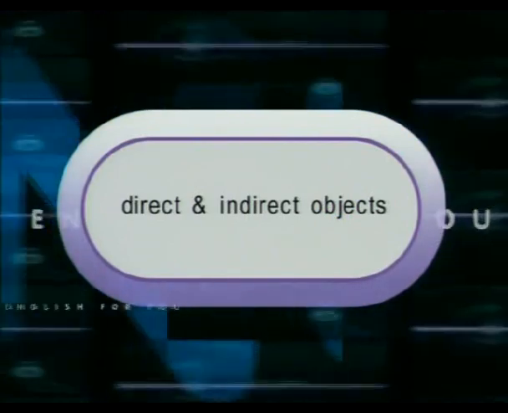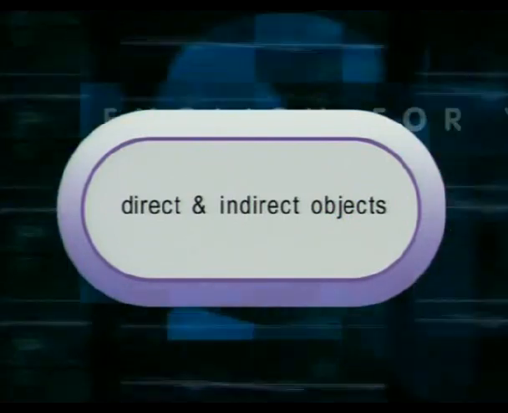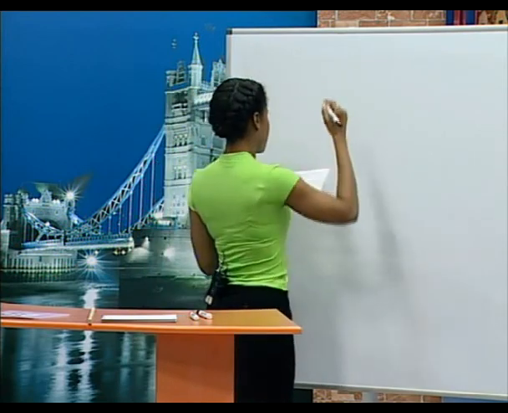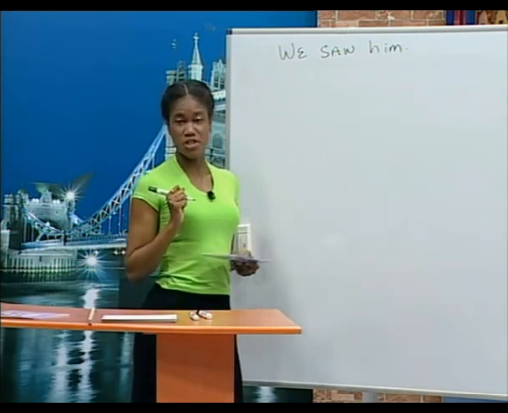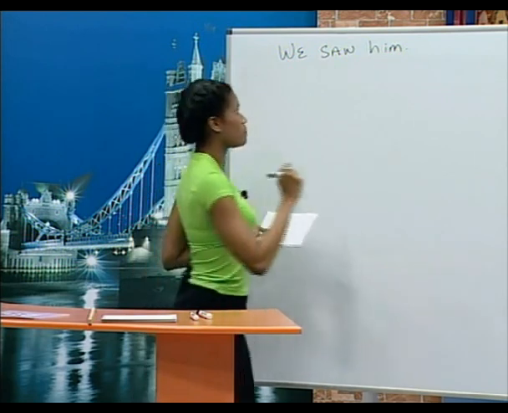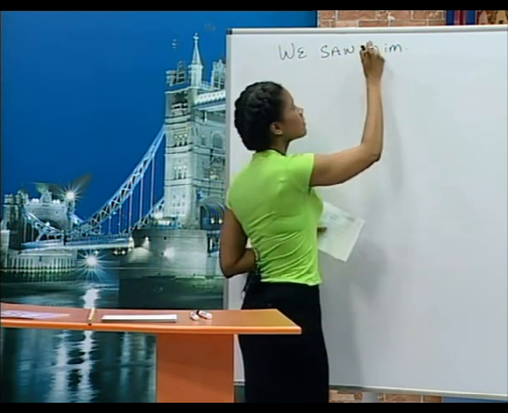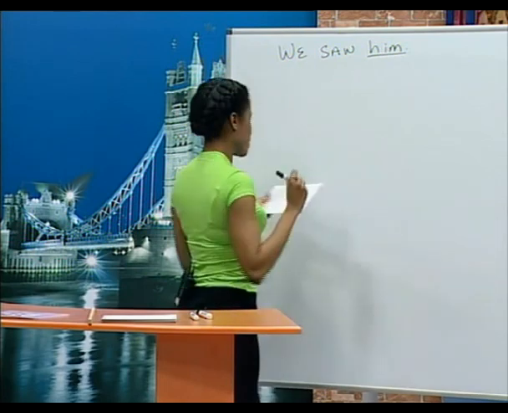Direct and indirect objects. Now let's talk about indirect objects. Before, we talked about direct objects. Let's review. Take a look at these sentences. We saw him. Now remember, the direct object is the object of the action, the object of the verb. We saw what? Him. Direct object.